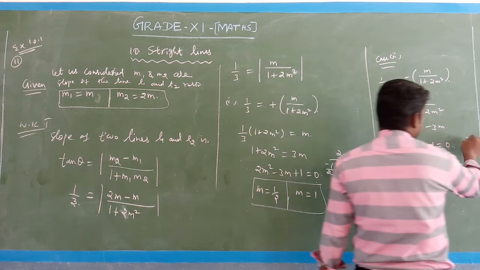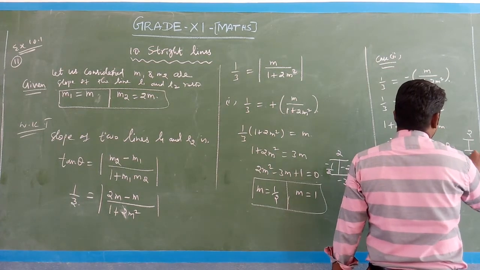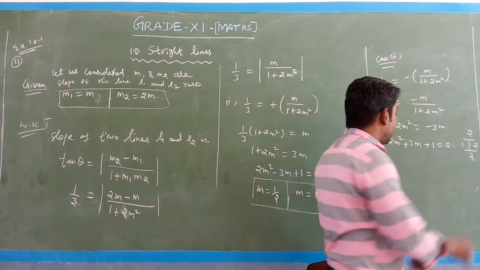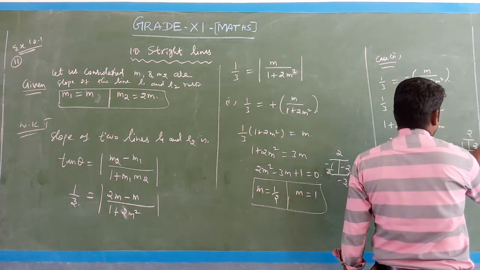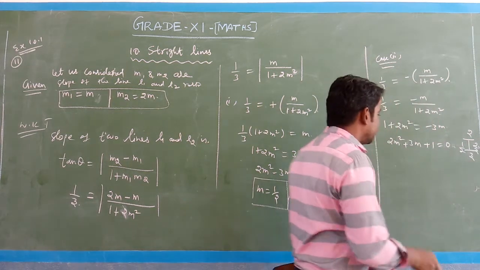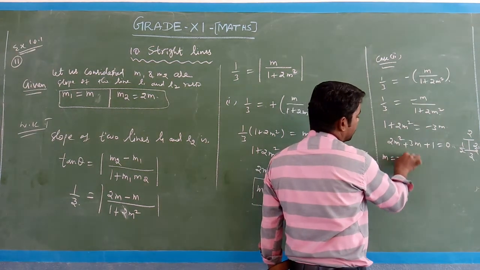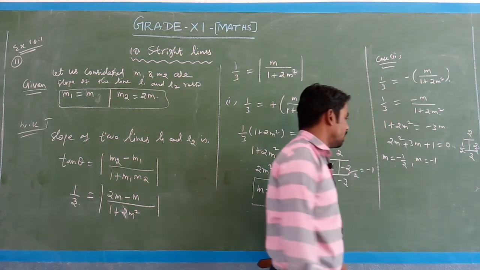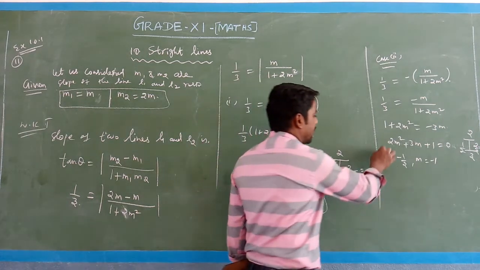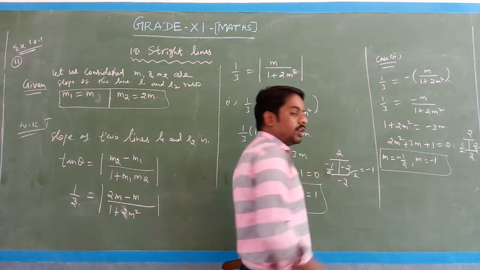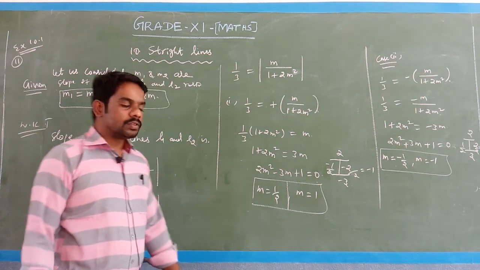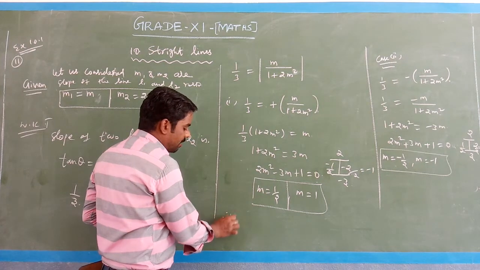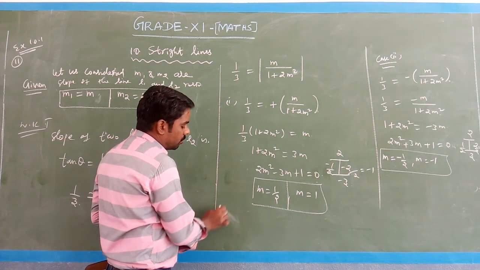So factorize this: 2 and plus 3, so here the numbers are plus 1 and plus 2. Dividing by 2, we get 1 by 2 and 2 by 2 is 1. So m is equal to minus 1 by 2 and m is equal to minus 1. So the m values are minus 1 by 2 and minus 1.